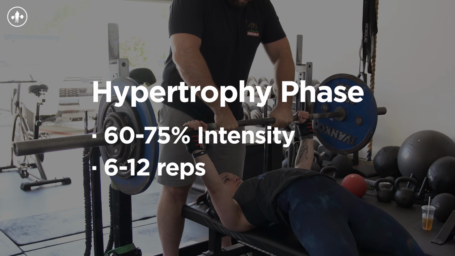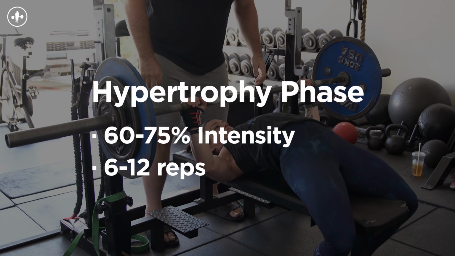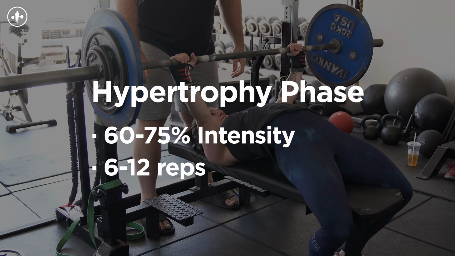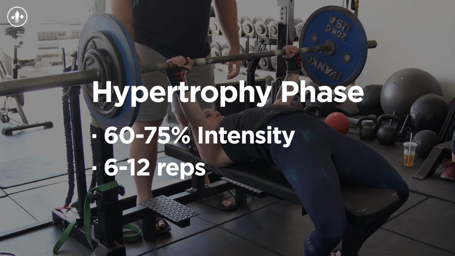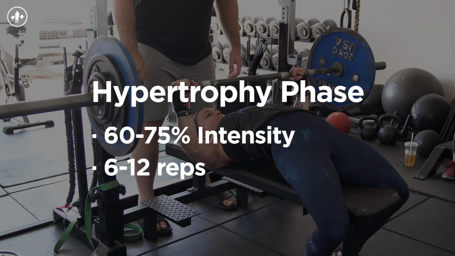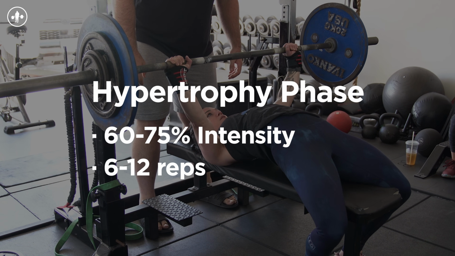I have a video about designing hypertrophy for powerlifting, just about that if you want to go more in depth there. But what we're looking at is mostly 60 to 75% intensity for sets of 6 to 12 reps, a little bit higher ranges for accessory exercise, but 6 to 10, 6 to 12 reps for your squat, bench, and deadlift variations.